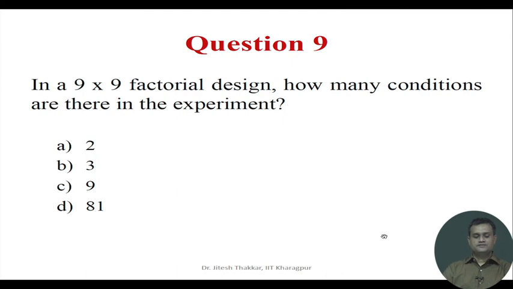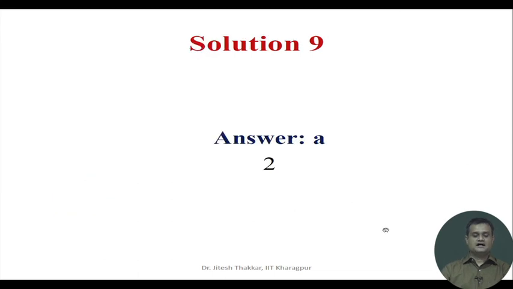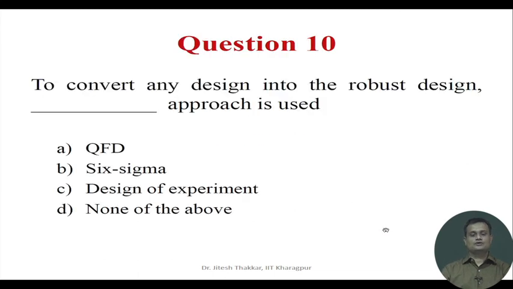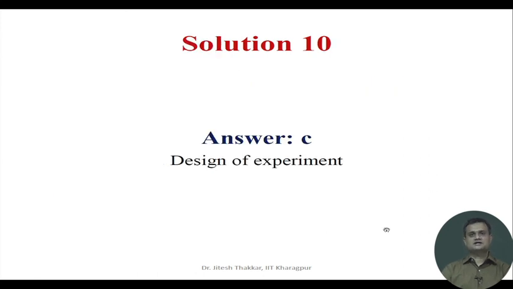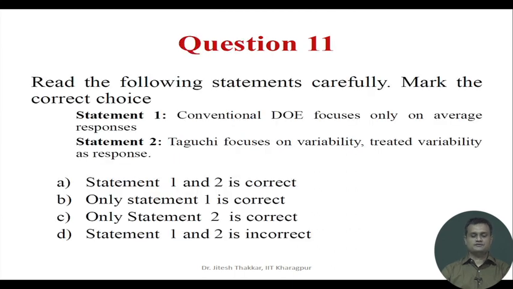Question 9. In a 9 by 9 factorial design, how many conditions are there in the experiment? Answer is A, 2. Question 10. To convert any design into the robust design, which approach is used? Fill in the blank. QFD, Six Sigma, design of experiment, none of the above. So, the correct answer is C, design of experiment.